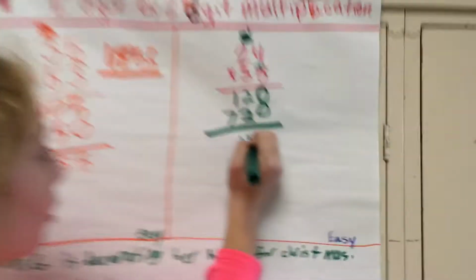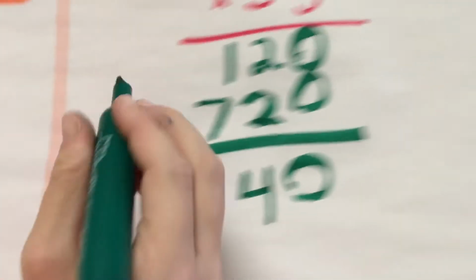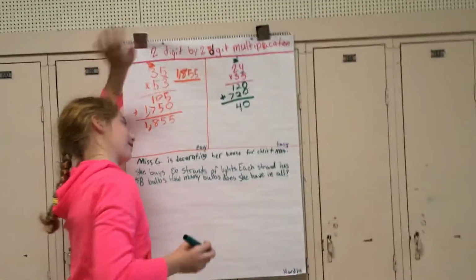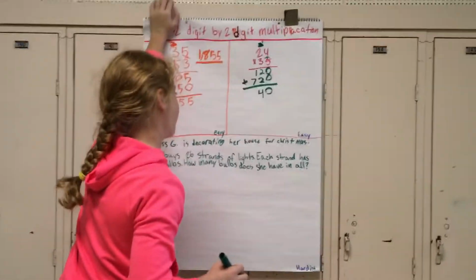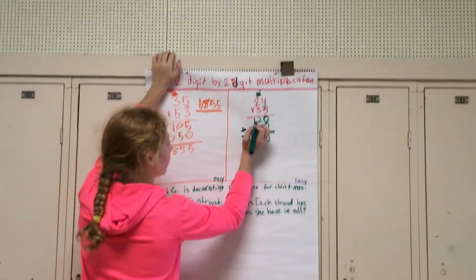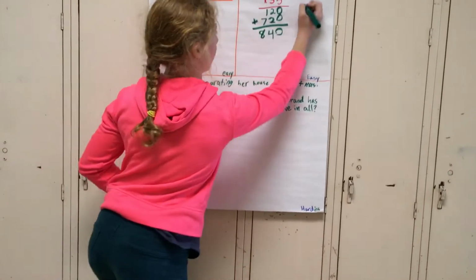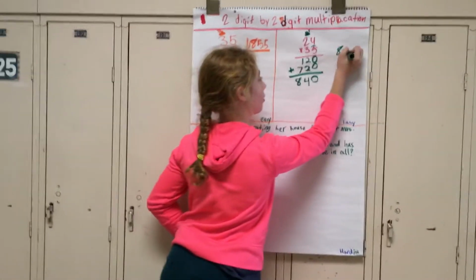Well, 0 plus 0 is 0. What are we going to do? 4. But you never added the thing, so what are we going to do? Well, we're adding right now. Okay. And then 7 plus 1 is 8. So our answer is 840, right? Yes.